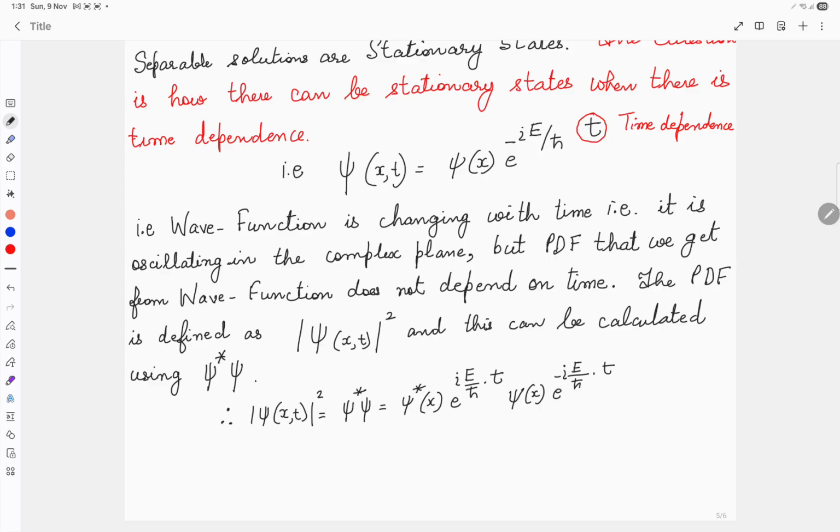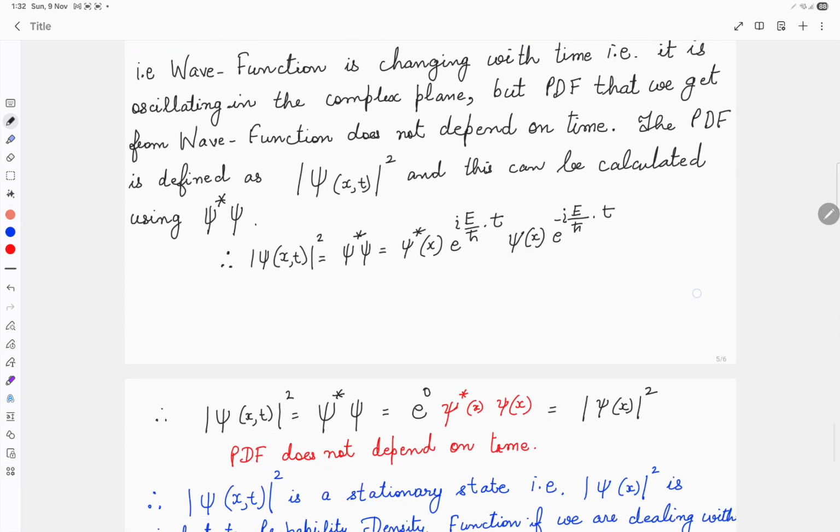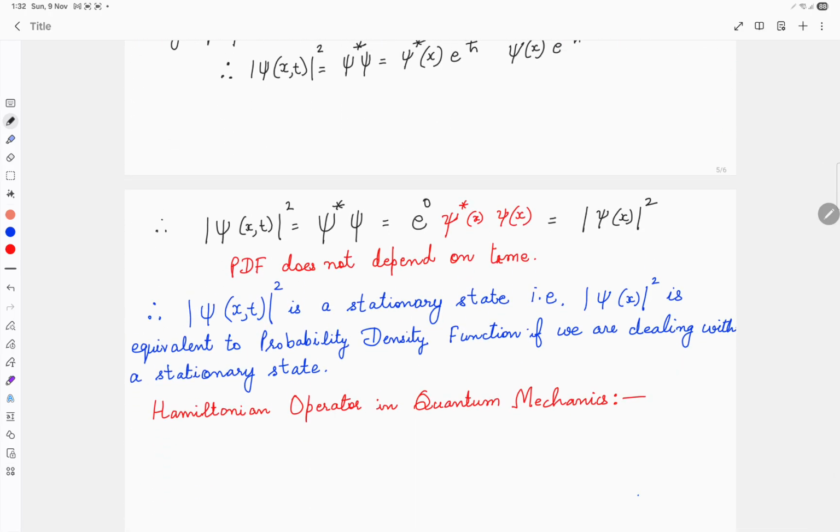So about the stationary states, wave functions are changing with time, but the probability density functions do not change with time, because when the exponent factors cancel out, there is no time dependence left. So therefore the wave function changes with time, but the probability density functions do not change with time because they cancel out. So therefore the separable solutions are stationary states. That's what is done here. The PDF does not depend on time, that is a stationary state. These are just the points that I'm trying to explain.